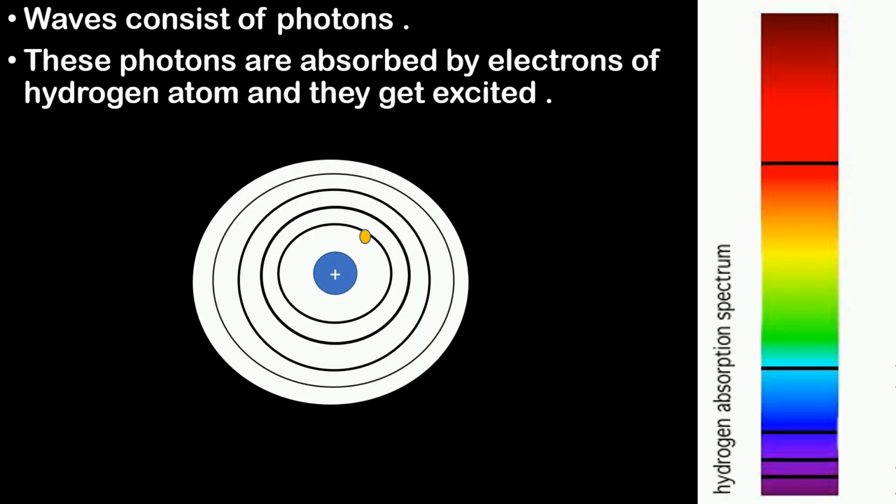Before that, since this spectrum is gained because of the absorption of energy, therefore it is known as hydrogen absorption spectrum. Am I clear to you all? This spectrum is gained because of gain of energy by hydrogen, therefore it is known as hydrogen absorption spectrum.